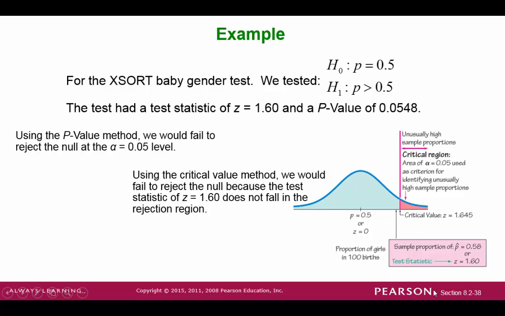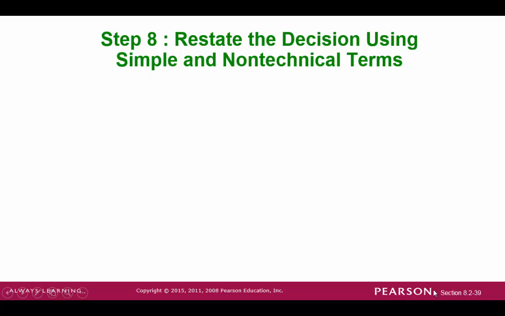One, because either the p-value is greater than alpha, so we reject the null hypothesis, or two, since our test statistic does not fall in the critical region, we would fail to reject the null hypothesis. In either case, we would come to the same conclusion. Now the last step is to restate your decision using non-technical terms.